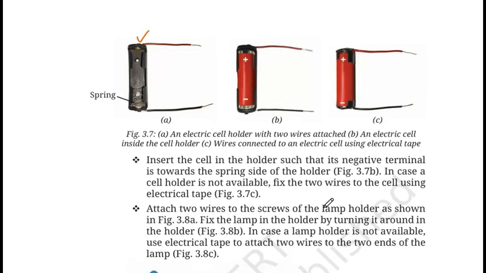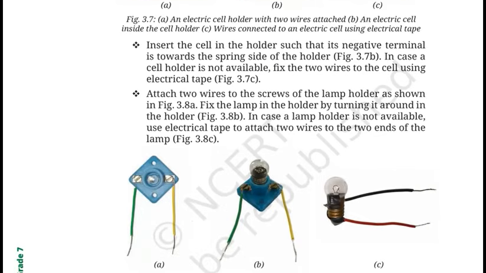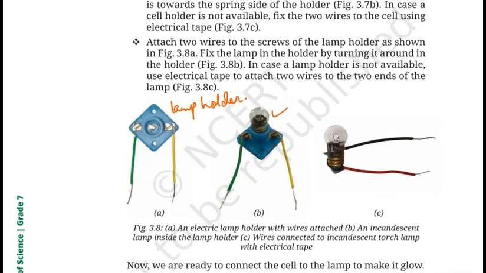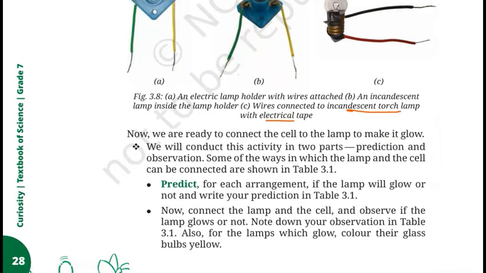Attach two wires to the screw of the lamp holder as shown in figure 3.8, like this. Now you take the lamp holder, and you attach the two wires to the lamp holder through the screws you can see. Now, what do we do next? Then we place the small incandescent lamp on the holder. So an incandescent lamp inside the lamp holder, and wires connected to the incandescent torch lamp with an electric tape.